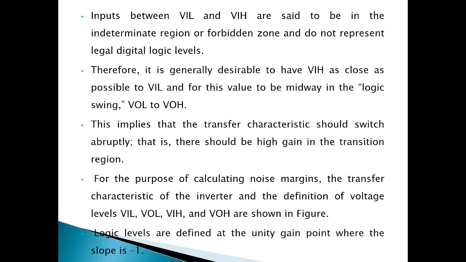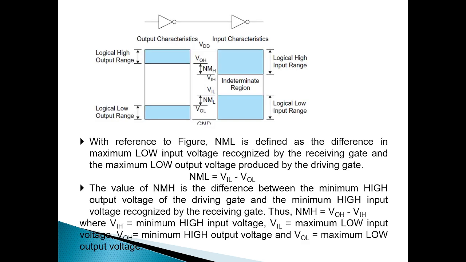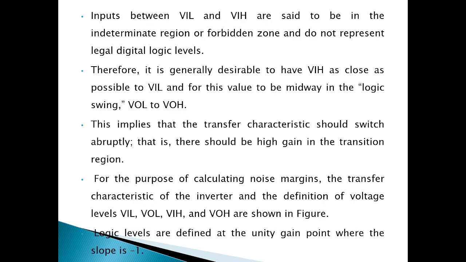We know inputs between VIL and VIH are said to be in the intermediate region. From the figure, the region between VIL and VIH represents the intermediate region or forbidden zone and does not represent legal logic levels. Therefore, it is generally desirable to have VIH as close as possible to VIL and for this value to be midway in the logic swing, that is VOL to VOH. This implies that the transfer characteristics should switch abruptly, that is, there should be high gain in the transition region.